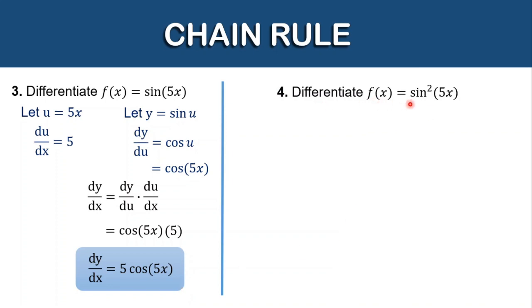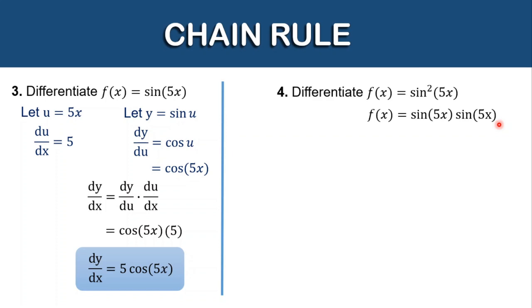Next is, let's answer number 4. Differentiate f of x is equal to sine squared of 5x. So ito, iba yung process na gagawin natin dito compared dun sa number 3 natin. So number 3 natin, sine lang, sine 5x. Dito we have sine squared 5x. And sine squared 5x can also be written as sine 5x times sine 5x. And as you can see, we have two functions, yung u tsaka v.